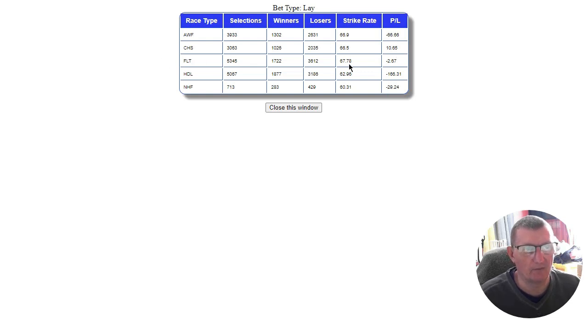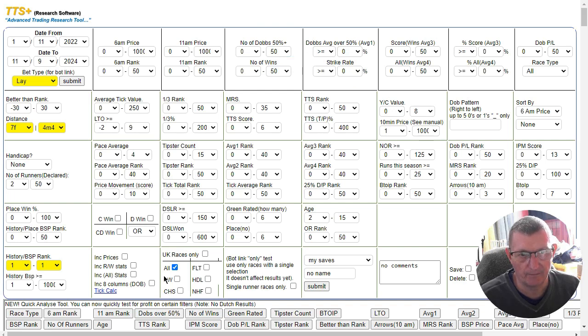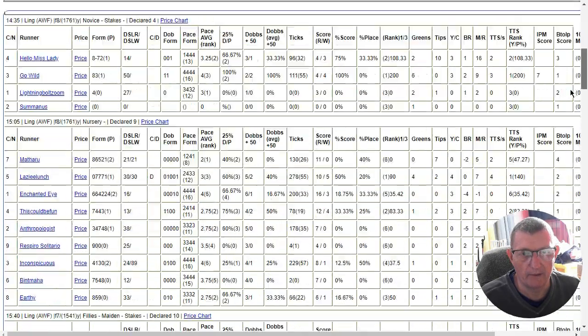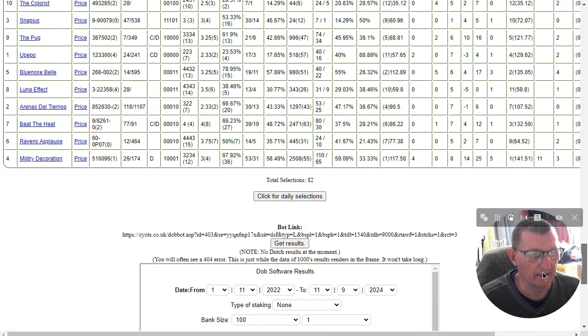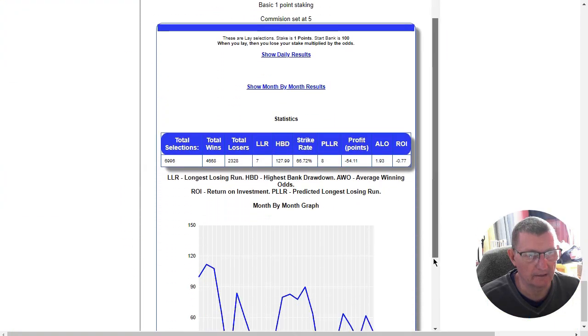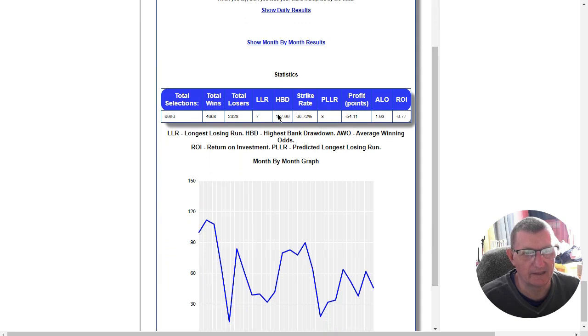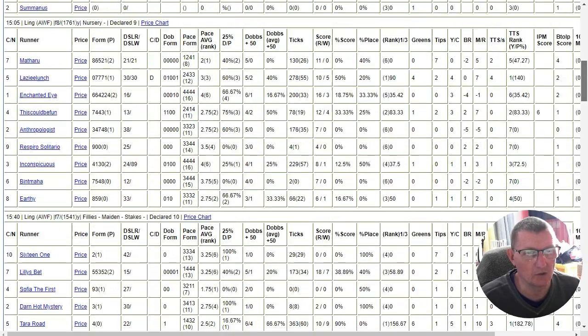Now we've got a higher strike rate and a little bit better on the flat, but we're just coming out of the flat season, so I'm not going to bother trying to add in the flat season because we're not going to have that anyway. So let's stick to AW and chase for this method. So we're going to go AW and chase and submit. Okay, so if we come down, I might go back a day actually, so we don't have so many selections to go through. We can see that there isn't any profit because we know we lost some. Highest bank drawdown 127. We're not really interested in this at all at the moment.